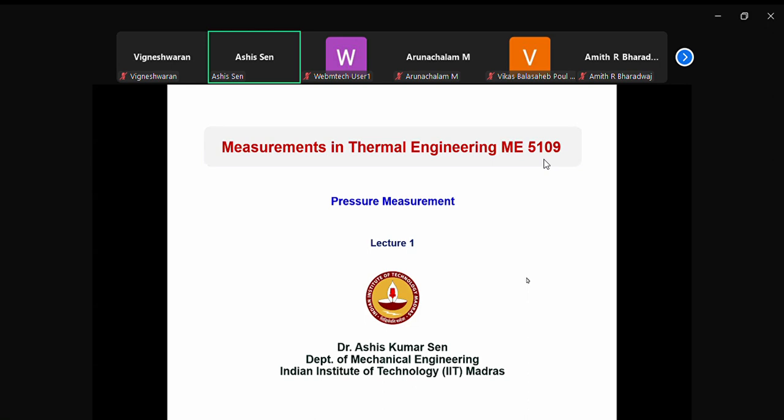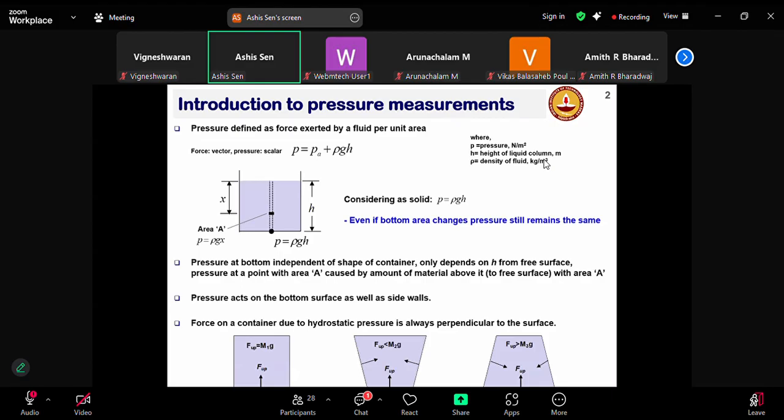We're now going to start the next chapter, which is on pressure measurement. So first, we need to understand what is pressure. Typically, when we say pressure, we are referring to fluid pressure here. And pressure is typically defined as force exerted by a fluid per unit area.